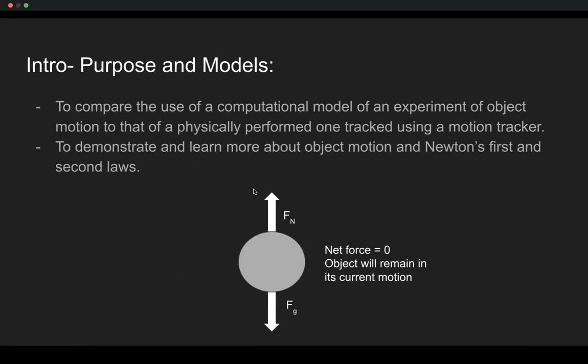So here's the purpose of the lab. Like I said, it was a computational model of an experiment that was physically performed and tracked using a motion tracker, and to learn more about those first and second laws. Here's a diagram to show this object: there's technically not any net force, since the net force is equal to 0. The normal force and the gravitational force cancel out, and thus there's no acceleration.